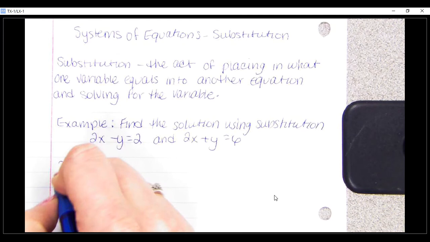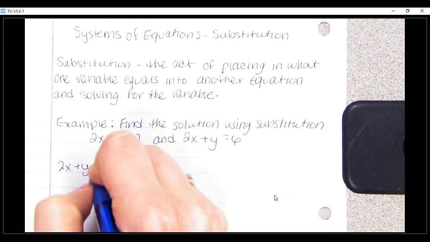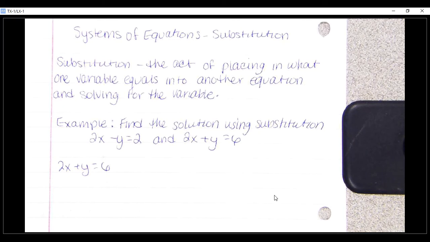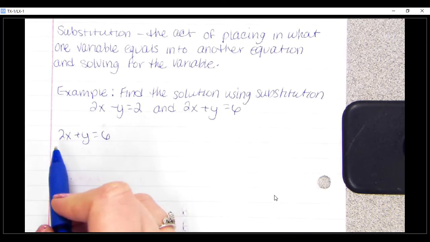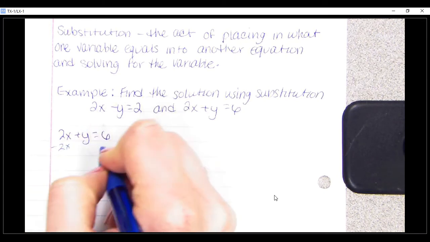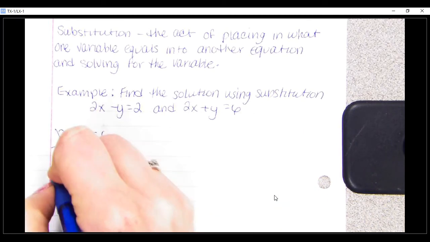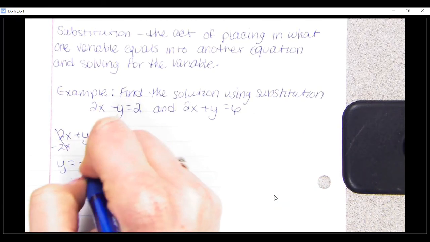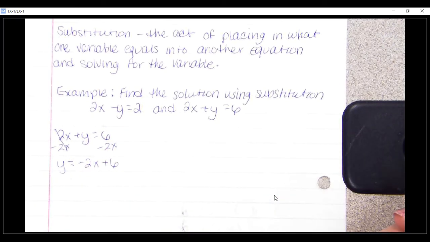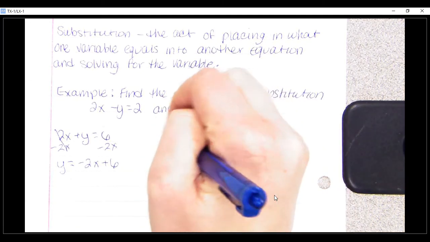So I'm going to take my 2x plus y equals 6. And now I'm going to get my y all by itself. If you're looking at the equation and you want to get x by itself, that's okay. The rules still work. Just make your life easy. So I'm going to get that y by itself by taking my 2x and subtracting it on both sides. 2x minus 2x cancels out, leaving y equals negative 2x plus 6. Great. I have gotten my variable all by itself.